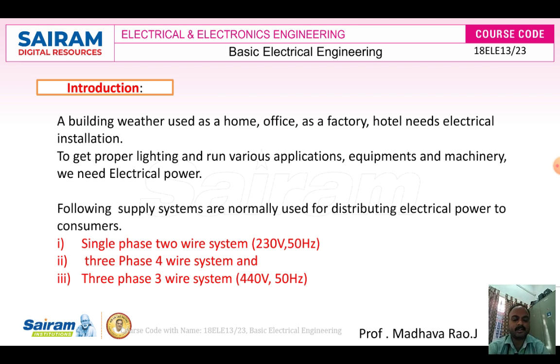These distribution electrical systems are classified into three types. The first one is the single phase two wire system. The voltage is 230 volts and the frequency is 50 Hz. The second one is the three phase four wire system, which we can generally call a star connection. And the third is the three phase three wire system, which we can generally call a delta connection. The voltage is 440 volts and the frequency is 50 Hz.